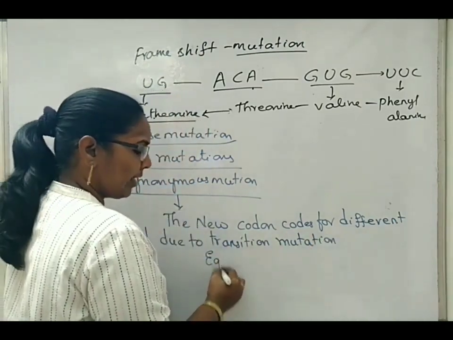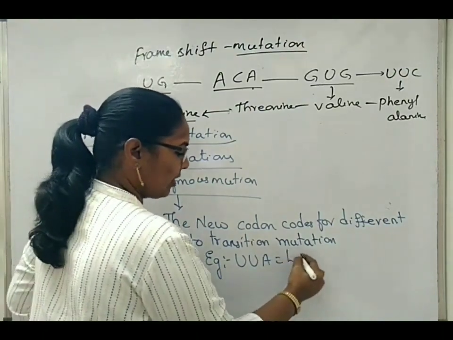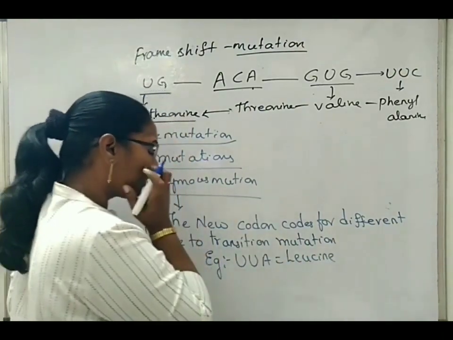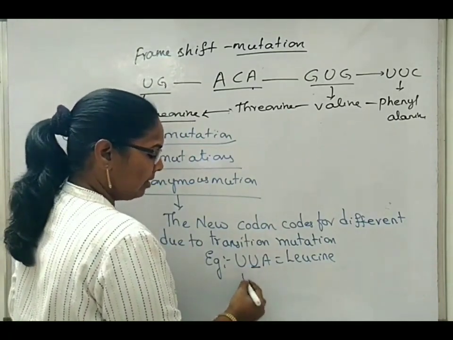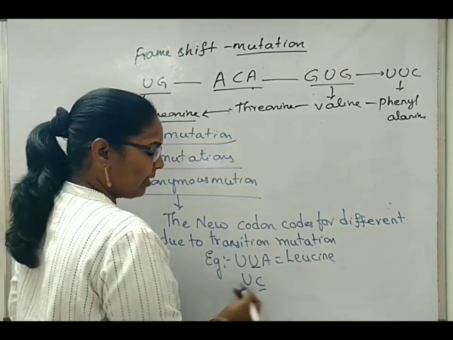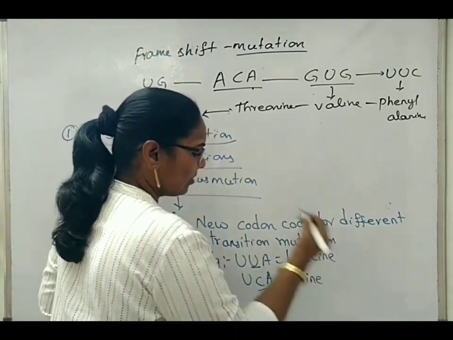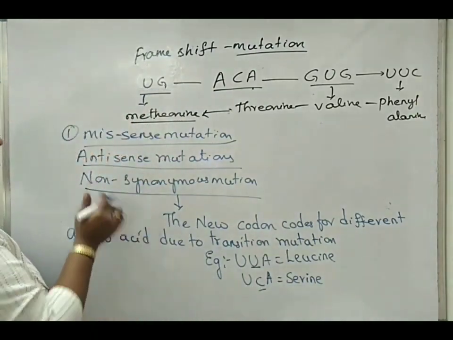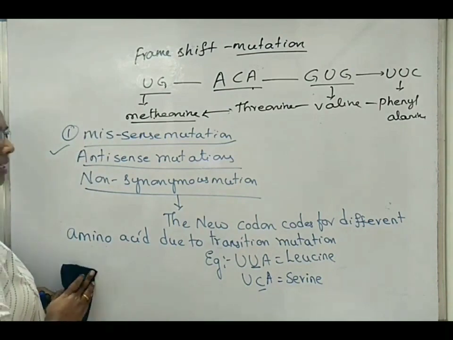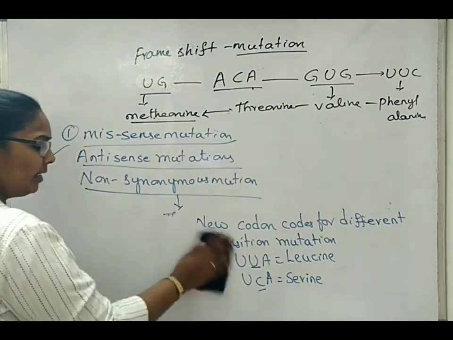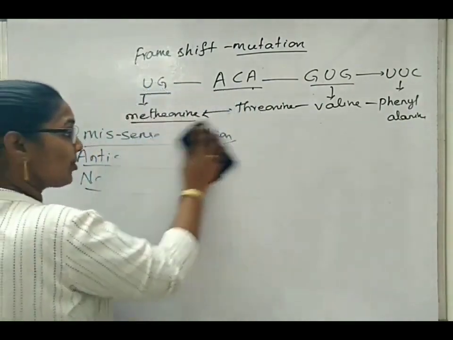So here we can take examples. Suppose the UUA sequence of the codon is coding for leucine amino acid. Then if there is any change in the uracil, one pyrimidine, if it is replaced by another pyrimidine, that is cytosine, then it codes for serine type of amino acid. So this is called a missense mutation. Another example is nonsense mutation, in which the new codon that is formed due to mutation is a stop codon.